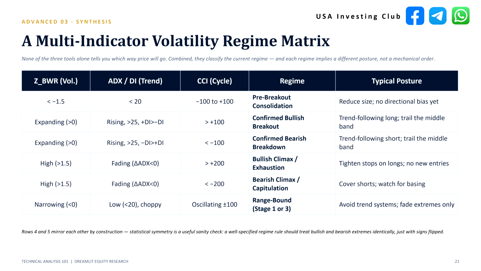And when bandwidth ratio is narrowing, ADX is low and choppy, and CCI is simply oscillating within plus or minus 100, that's a range-bound regime corresponding to stage 1 or stage 3 from day 1. Avoid trend systems here, and only fade genuine extremes. Notice that the 2 climax rows mirror each other by construction. That symmetry is a useful sanity check in itself. A well-specified regime rule should treat bullish and bearish extremes identically, just with the signs flipped.